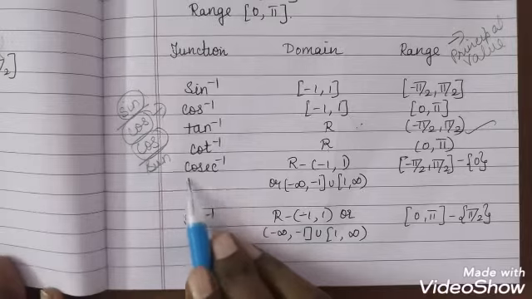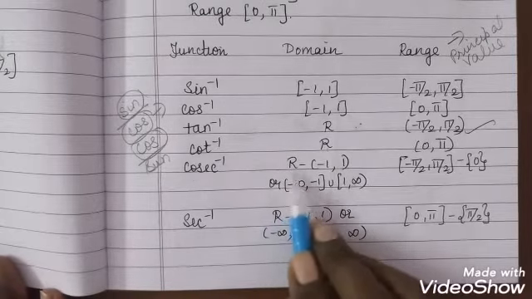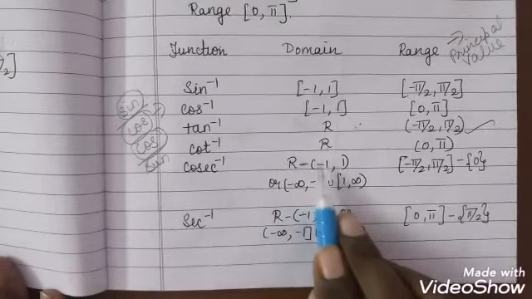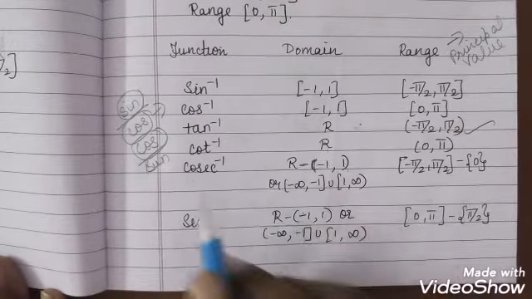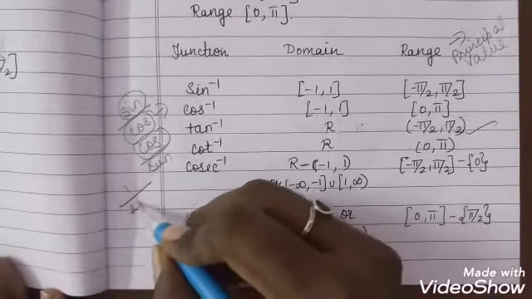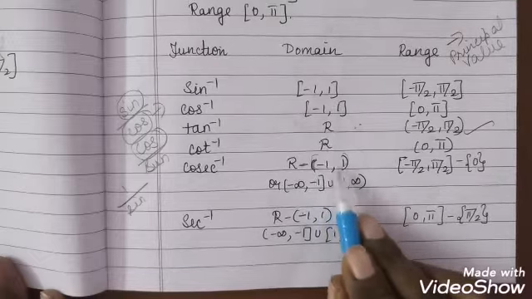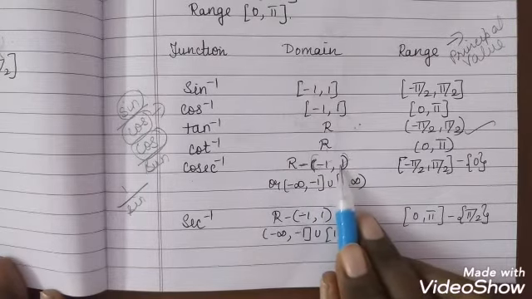So for cosecant inverse, what is your domain here? It is R minus of minus 1 comma 1. That is the real line omitting this interval, because what is your cosecant here? It's nothing but 1 by sine. That is your cosecant. Open interval minus 1 comma 1, that is, minus 1 and 1 are not included here.